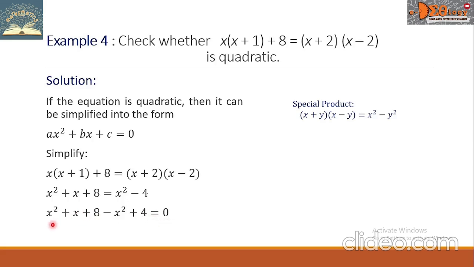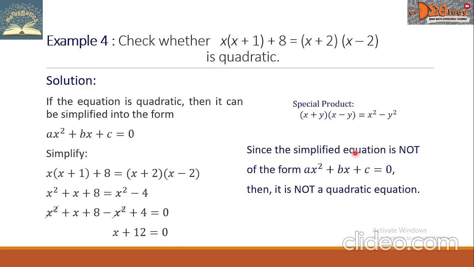Let us now combine like terms. We have here x squared and negative x squared that cancel each other. Then we copy this x down, and 8 plus 4 is positive 12 equals 0. Since the simplified equation is not of this form, then it is not a quadratic equation. In fact, we call this a linear equation.